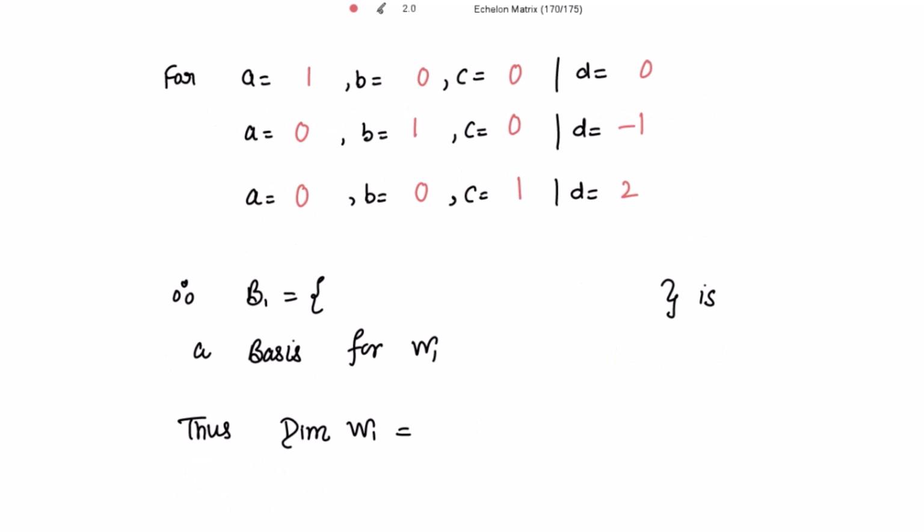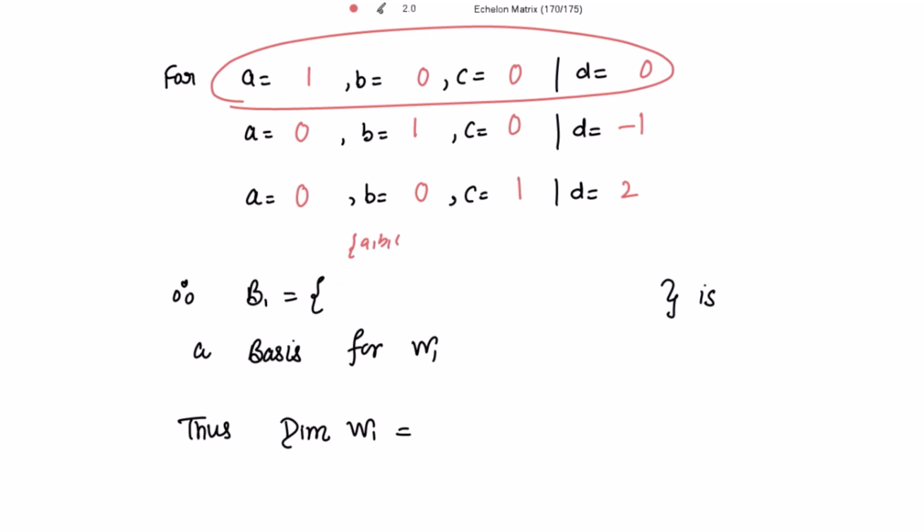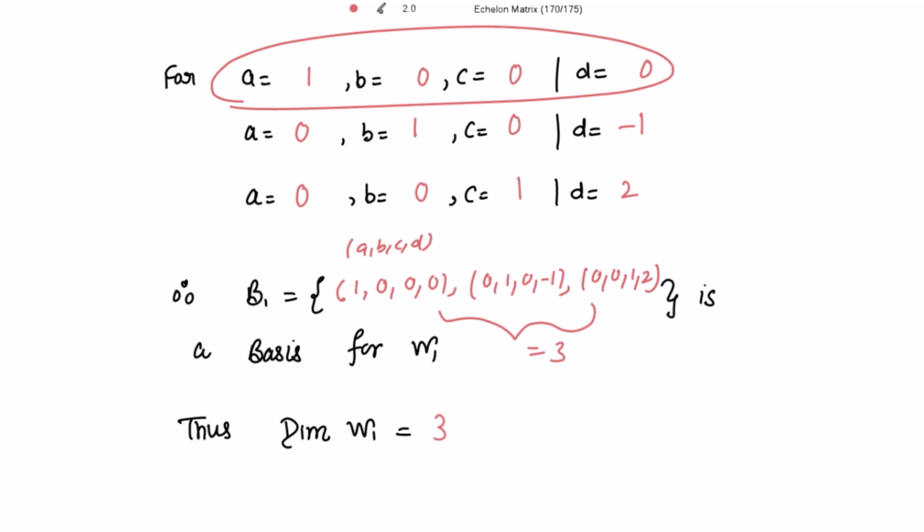Now let's write the basis. Please write the format as (A, B, C, D). The first element is (1, 0, 0, 0), the second element is (0, 1, 0, -1), and the third element is (0, 0, 1, 2). These are the basis for W1, and the dimension of W1, the number of elements present in the basis, is 3.